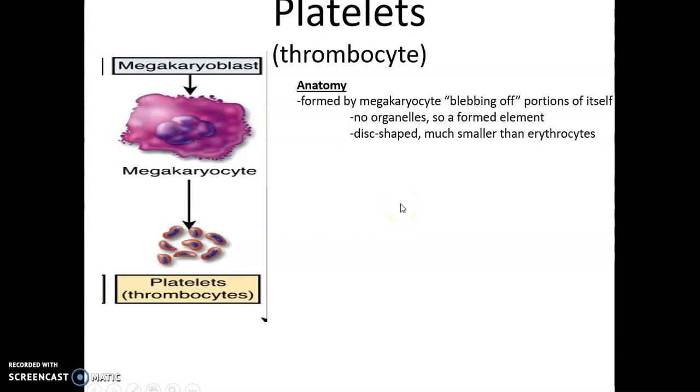The thrombocytes are therefore formed elements. They are much smaller than the cells. They don't have any organelles. They're just these little disc-shaped structures that are tiny compared to all the rest of the blood cells.